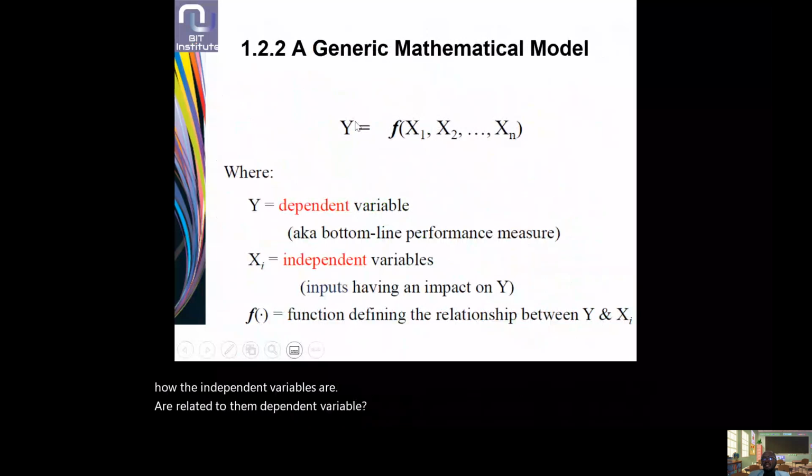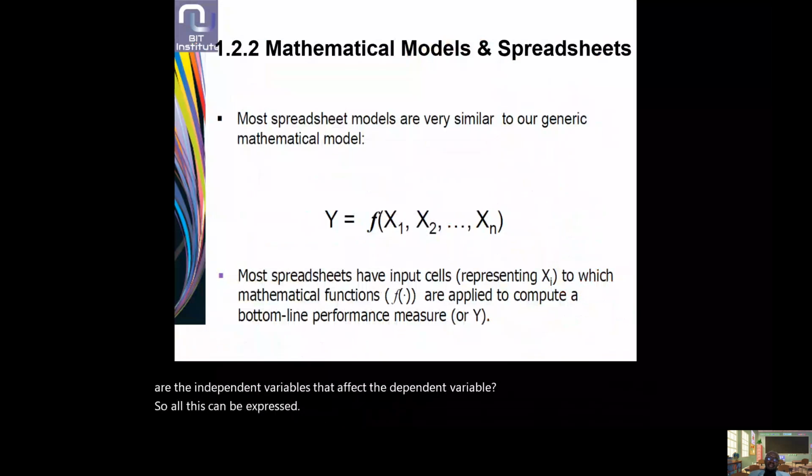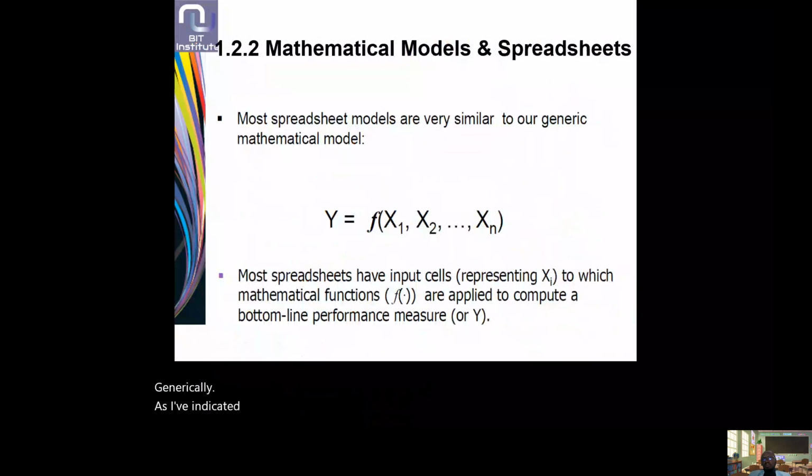So this is the form in which you must be able to express the problem that you are facing, where y, the dependent variable, is the problem that you want to solve, while x1, x2, up to xn are the independent variables that affect the dependent variable. All this can be expressed generically, as I've indicated above, and it is these models that are then applied or used within electronic spreadsheets.